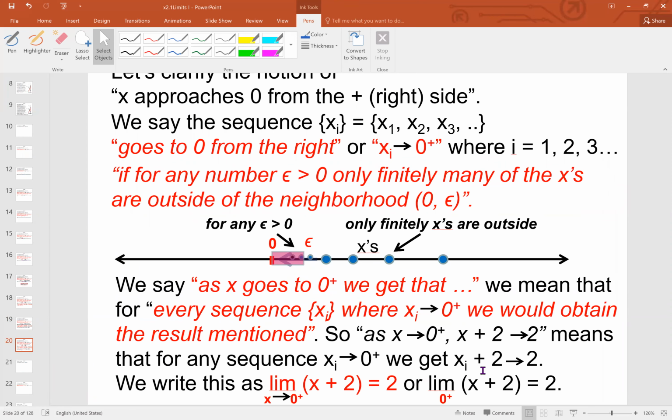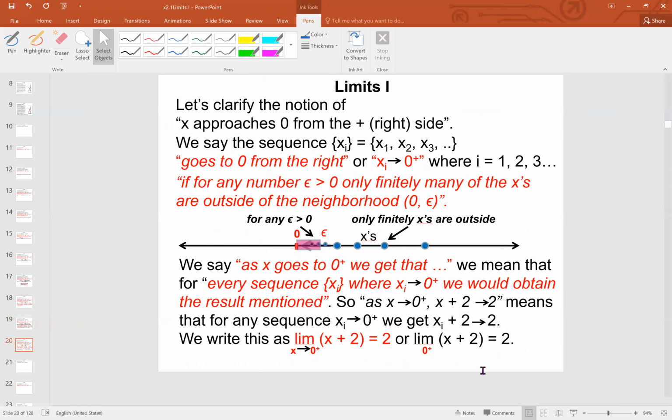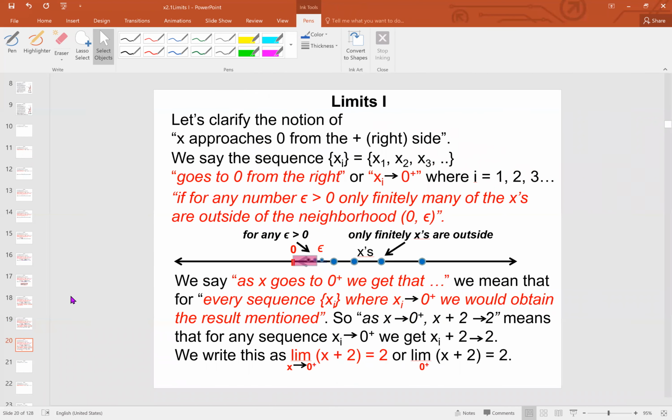Okay, and so we'll write this in the following limit. We'll say when the variable x goes to 0 from the right-hand side, becomes closer and closer to 0, then the formula x plus 2, the output, its limit is equal to 2. And from this, we can define what we mean for x coming to 0 from the left-hand side.